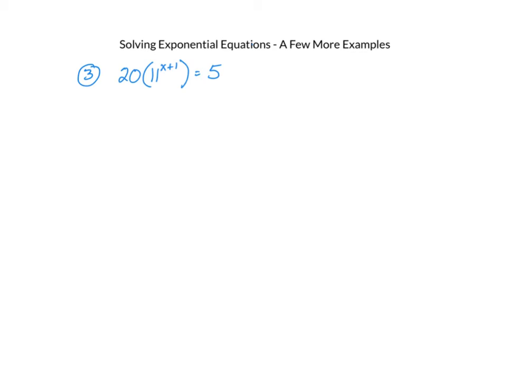We know we cannot multiply the 20 by the 11, right? That would break our order of operations. We can't multiply before we would take care of an exponent. But we do want to get rid of this 20, so I'm going to divide both sides by 20. And we'll get that exponential alone. So we have 11 to the x plus 1 equals 1/4.